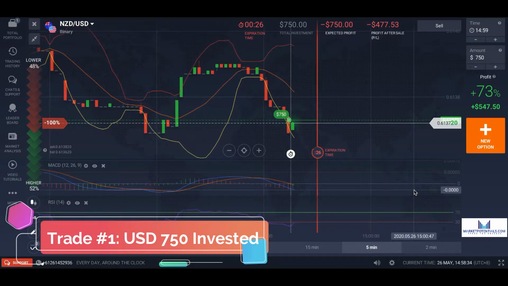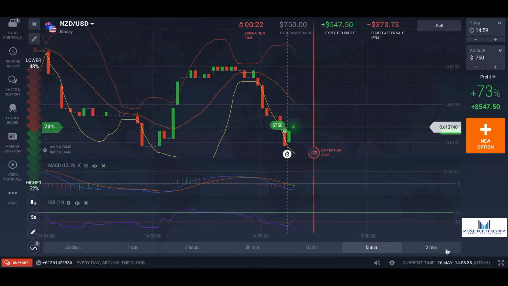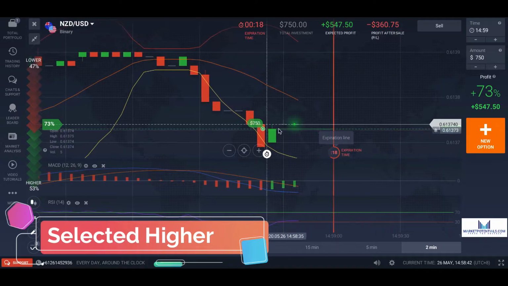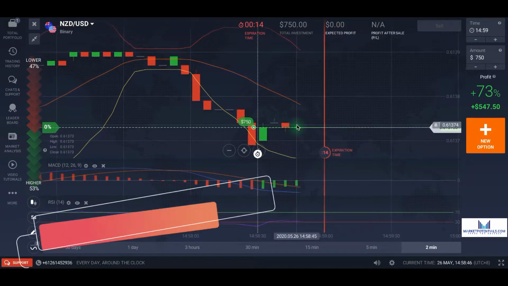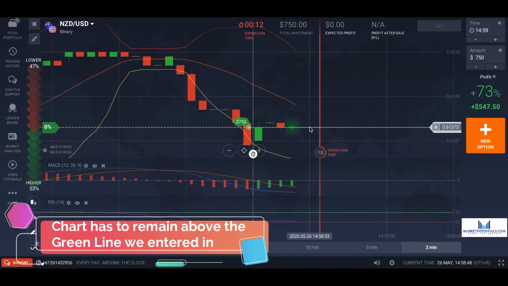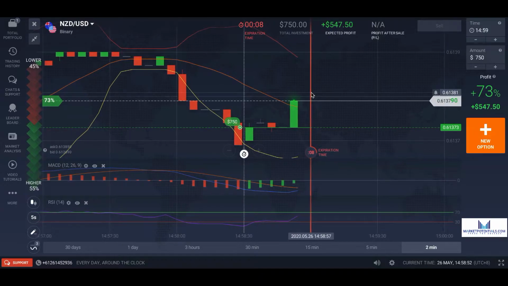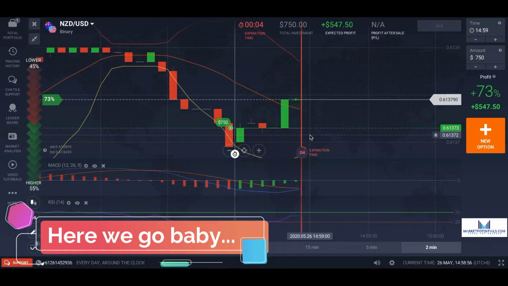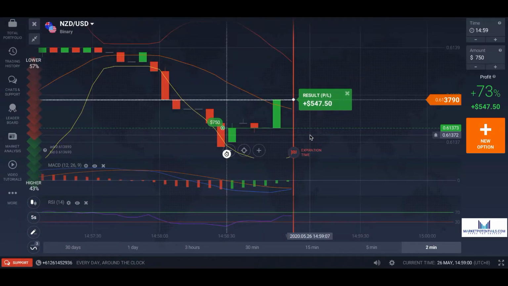I've put in $750 and I have selected higher, and I've got about 20 seconds for it to run out. I would be in the money as long as the chart is above the green line here. At the moment it's a break even, but that's what I need: above the green line, which is happening. I've got about 5 seconds for this to work out in my favor. This is a high stakes game, guys, and there we go.